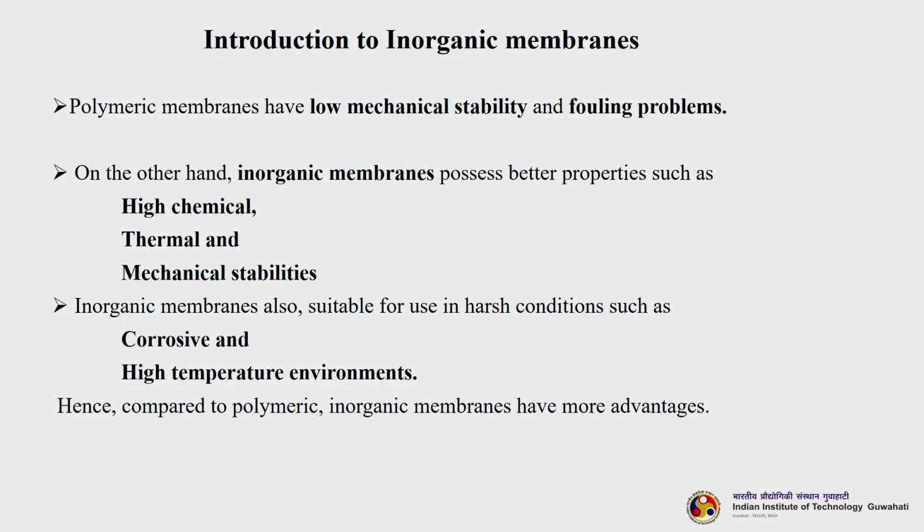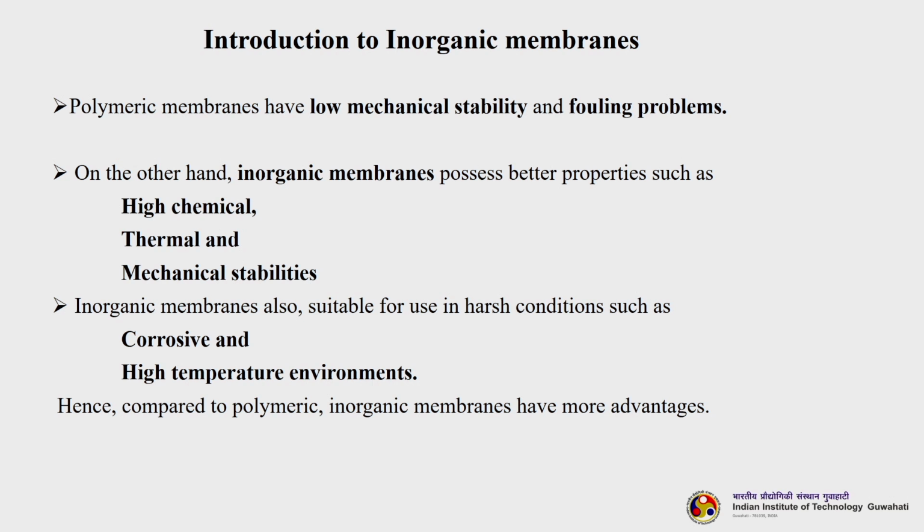Due to all these problems, membrane scientists have taken a keen interest to develop ceramic membranes. Polymeric membranes also have low mechanical stability and fouling problems. Mainly to overcome these things, membrane scientists have looked into inorganic membranes or inorganic materials. They have very high chemical, thermal and mechanical stabilities. In many applications we need to go for higher pressure. When you go for very high pressure applications such as reverse osmosis for desalination purposes, the membrane should be able to withstand that type of higher pressure.